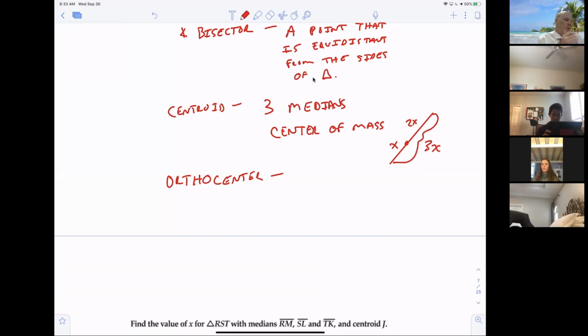And then, of course, the orthocenter is the what? Yeah, 3 altitudes. 3 altitudes, we also call them the heights. And again, I've tried to do some research on orthocenter. I see nothing like, wow, that's cool.